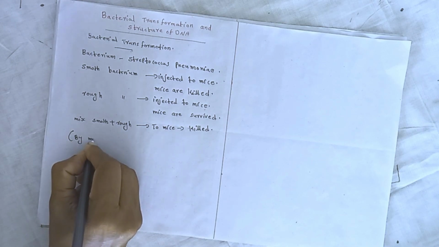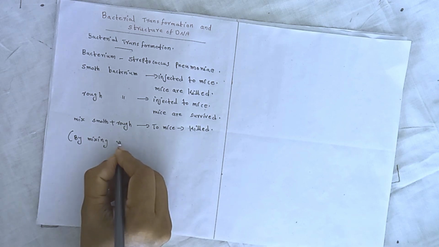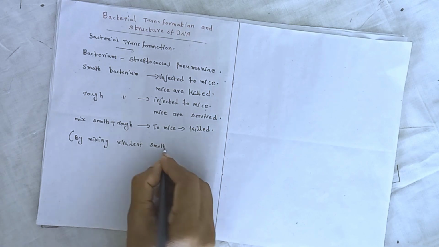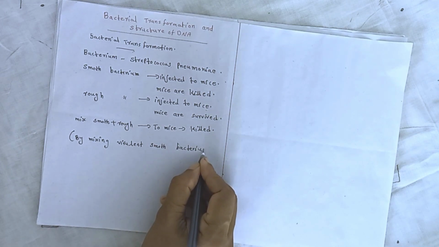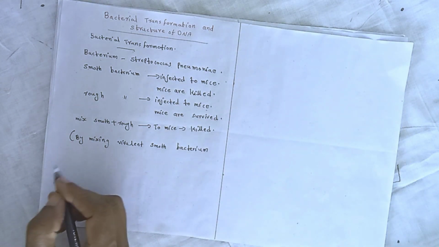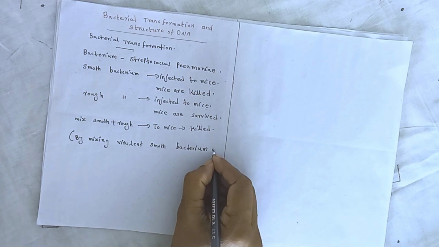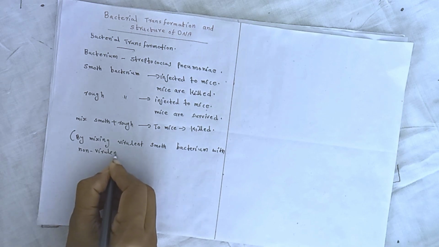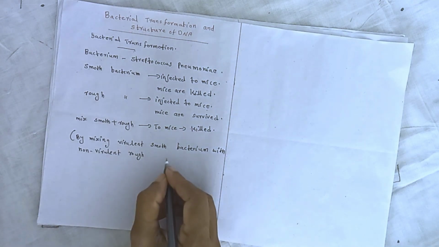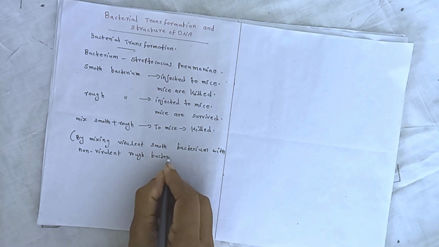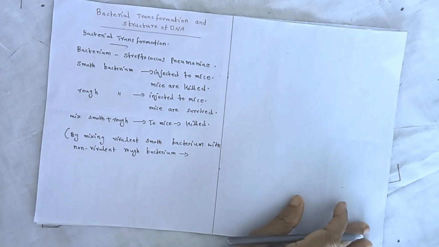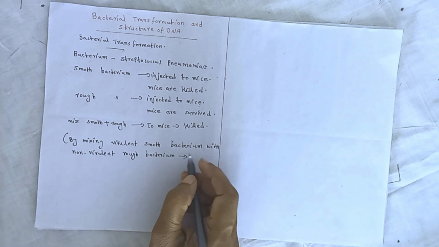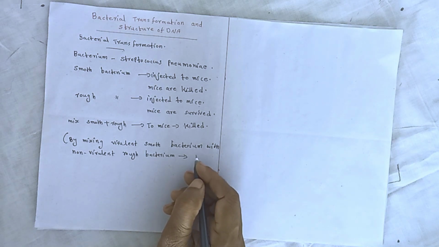By mixing virulent smooth bacterium with non-virulent rough colony of bacterium, the non-virulent rough bacterium transformed to virulent, disease-causing smooth colonies of bacterium. That is known as bacterial transformation.